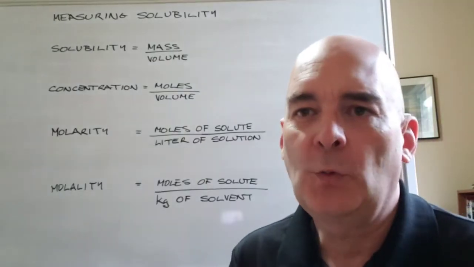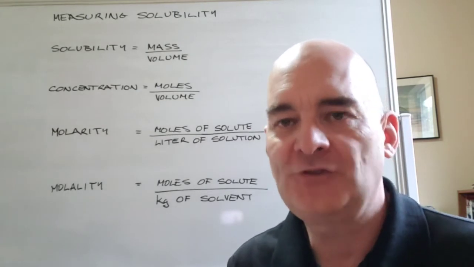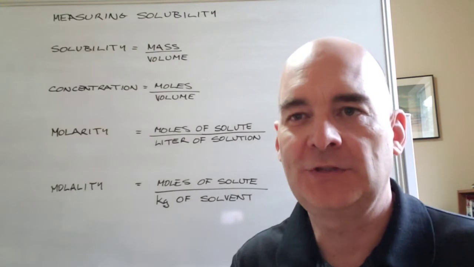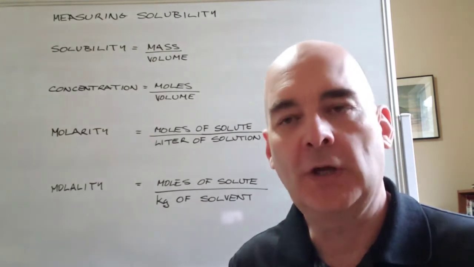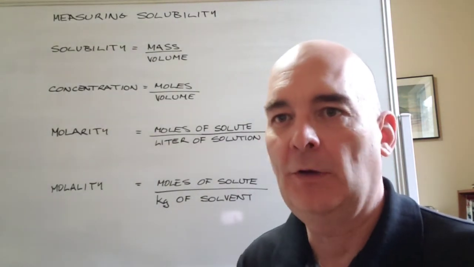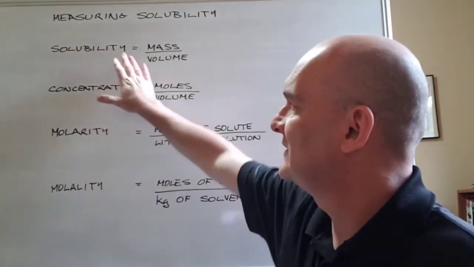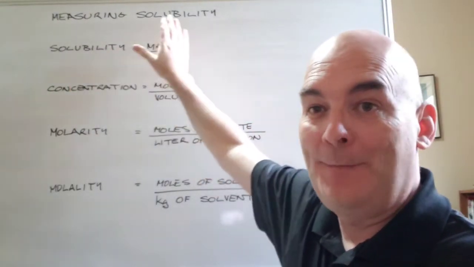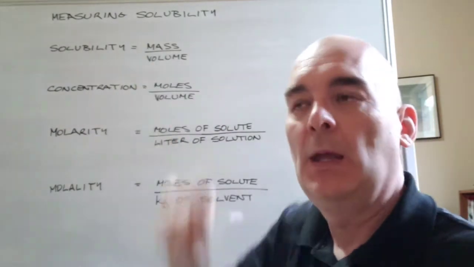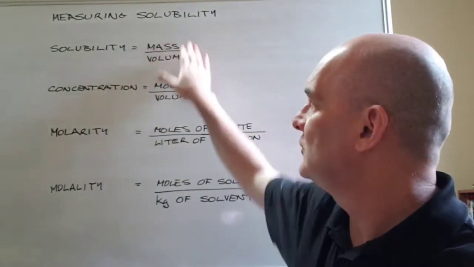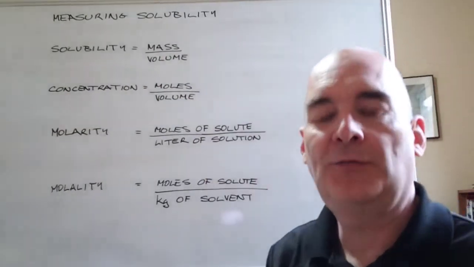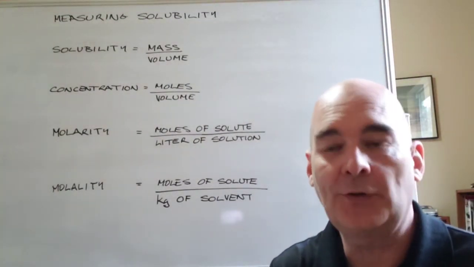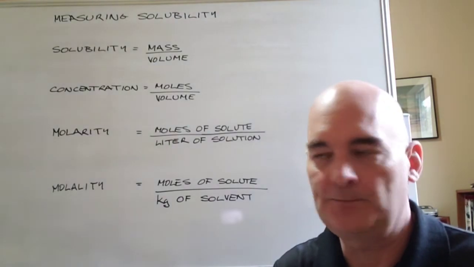So at some point we're going to want to measure how much material I have dissolved in solution. We have a couple of different ways of describing that. The simplest is called solubility, and that is just mass per volume. And those terms are not strictly defined, but it typically means grams per milliliter or grams per liter.